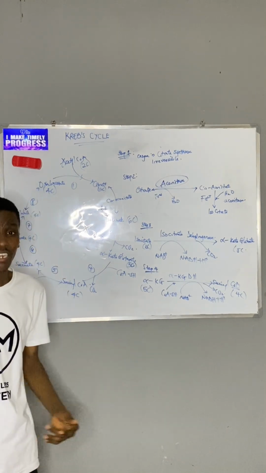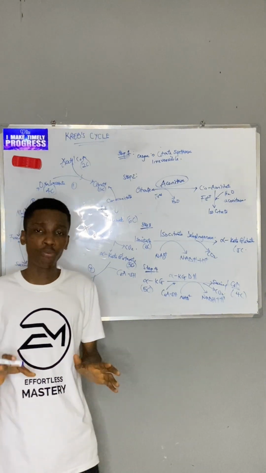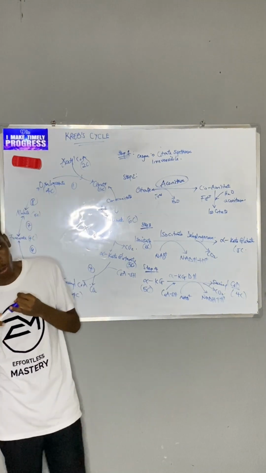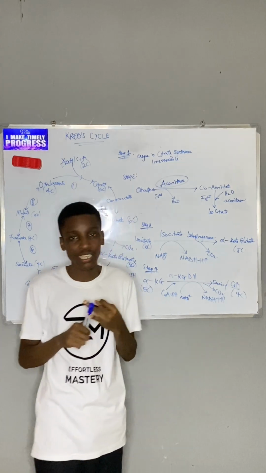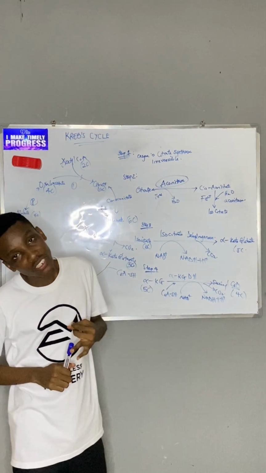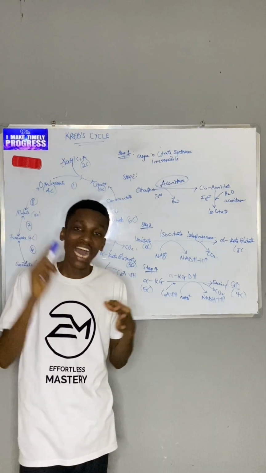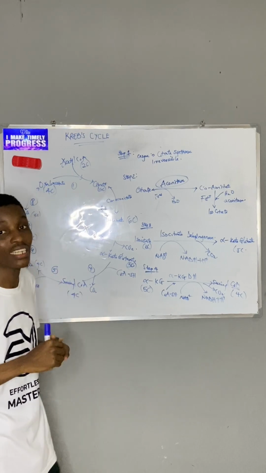So if you ask what are the regulatory enzymes of Krebs cycle, take a deep breath and tell me the enzymes. Number 1 is what? Citrate synthase, catalyzing step 1. Number 2 is what? Isocitrate dehydrogenase, catalyzing step 3. Number 3 is what? Alpha ketoglutarate dehydrogenase.